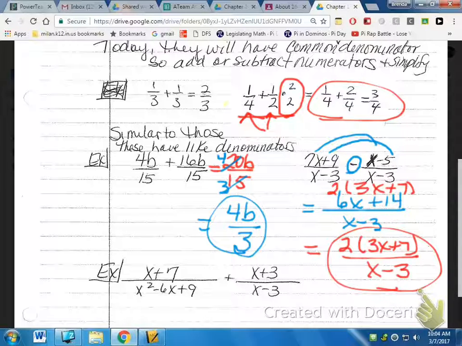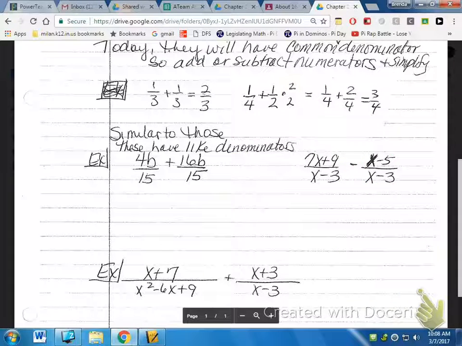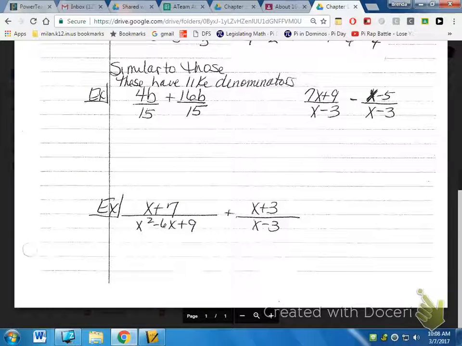Okay, we've got one more. Anybody still writing the red or blue? Okay, so let's scroll down here and get myself some space. All right, so this one you see it is a little more complicated. X plus 7 over x squared minus 6x plus 9 plus x plus 3 over x minus 3.